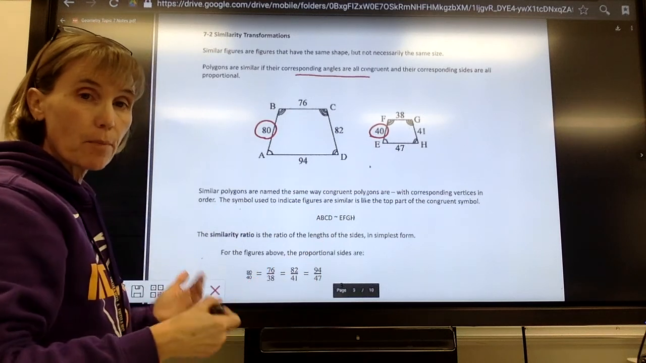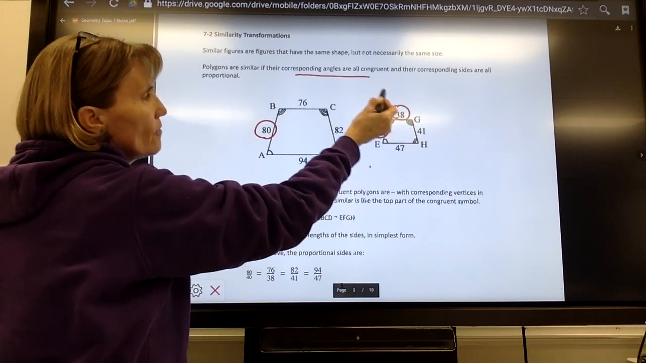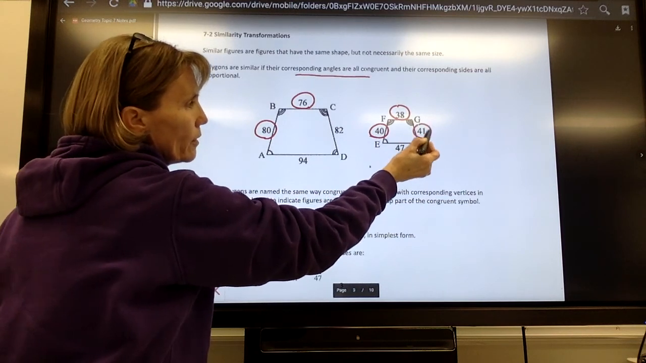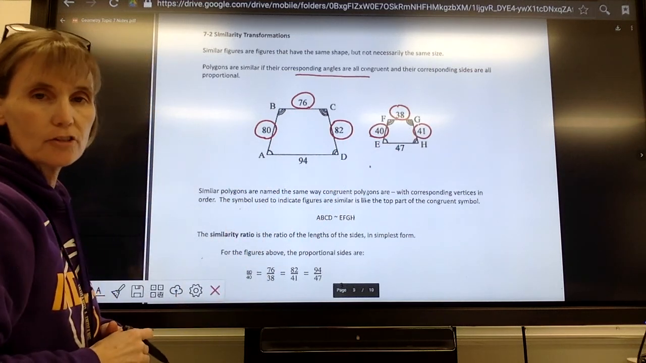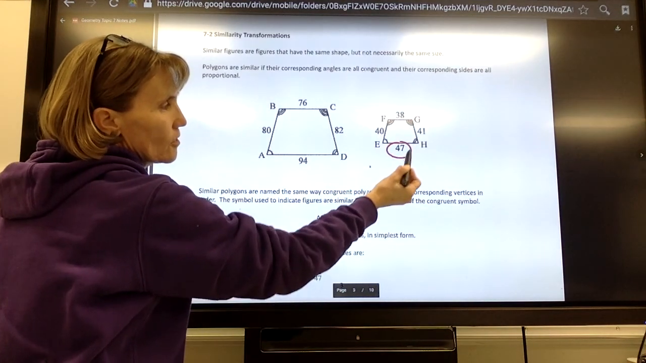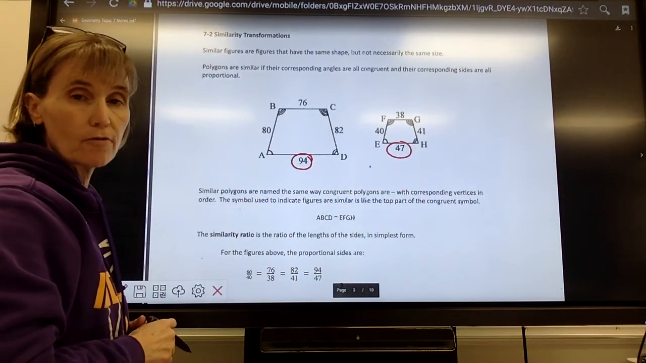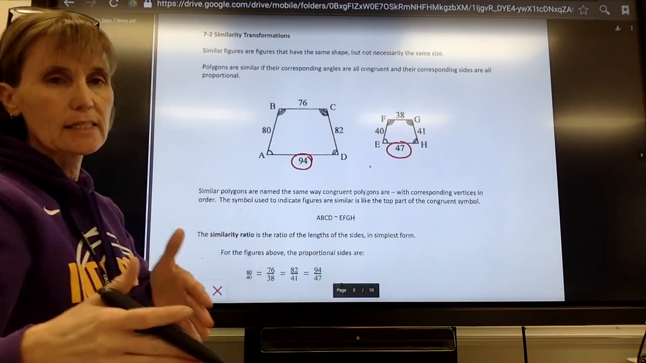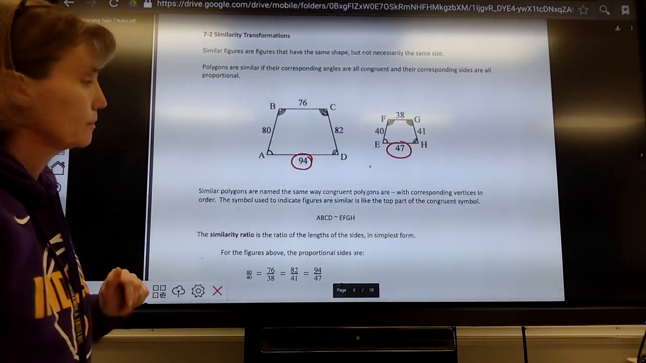Now that proportion or that scale factor has to be the same all the way throughout the figure. So if I take 38, if I double it, do I get 76? The answer is yes. If I take 41, and this side over here corresponds with it, if I double that, will I get 82? Answer is yes. And the last one, this side corresponds with this side over here. If I go twice as big, 47 times 2, I do get 94. So in each case, each side is twice as big. Because that's a consistent ratio throughout the figure, we would say, yes, those two figures are similar to each other.